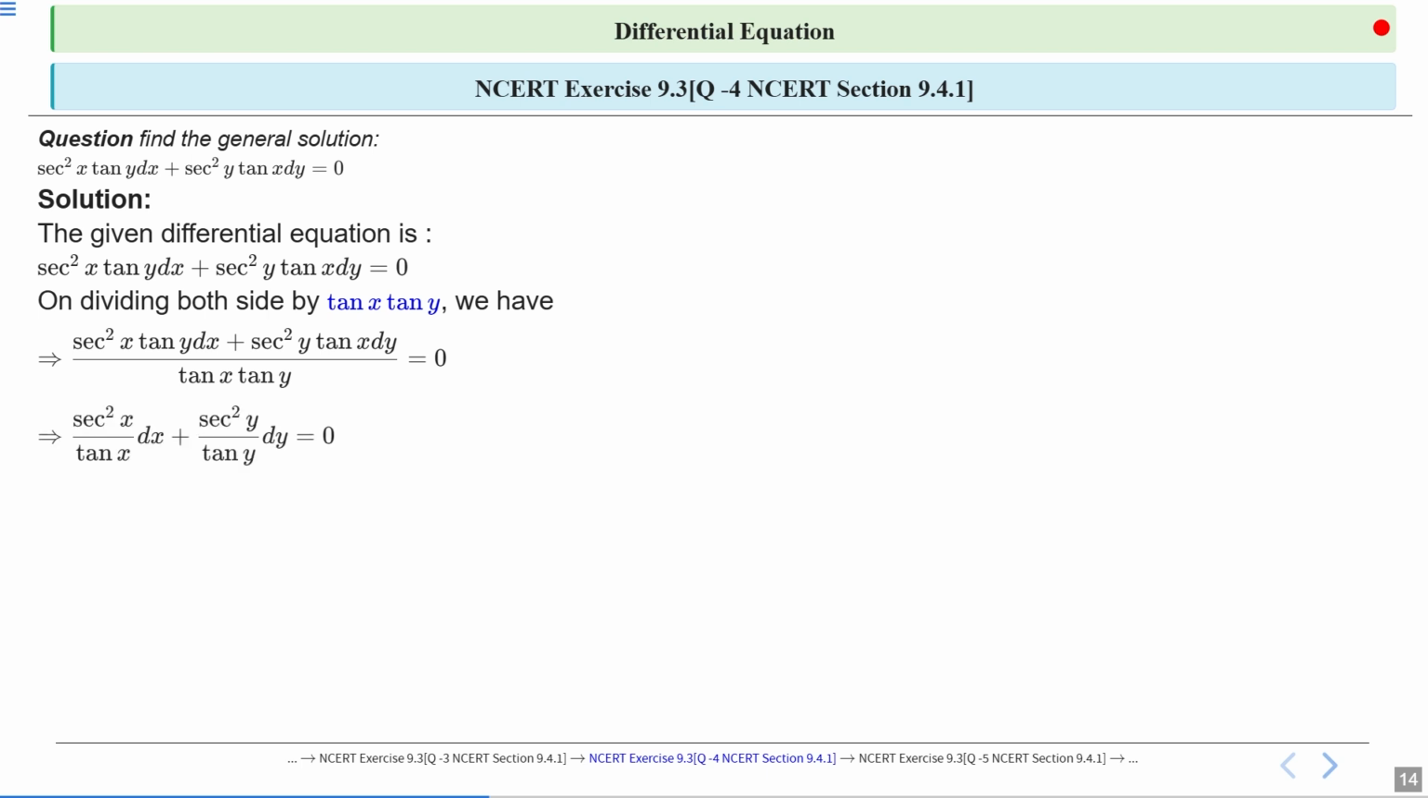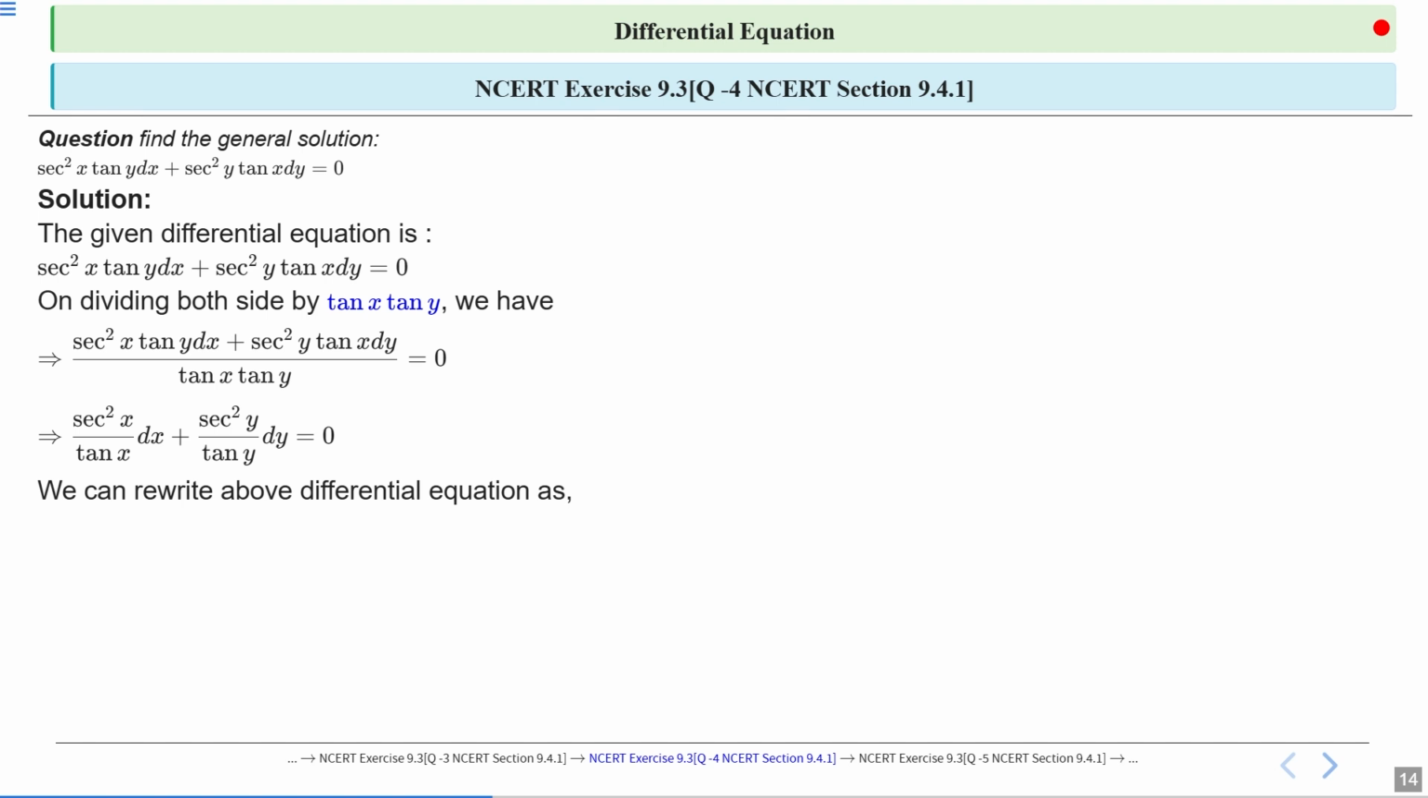Why do we divide by tan x tan y? So that we can separate the variables, the x term with dx and the term with variable y with dy. So we get sec square x by tan x dx plus sec square y by tan y dy.